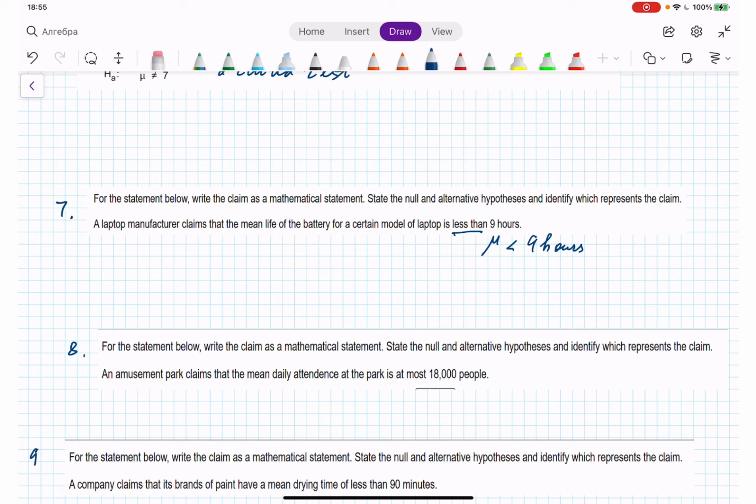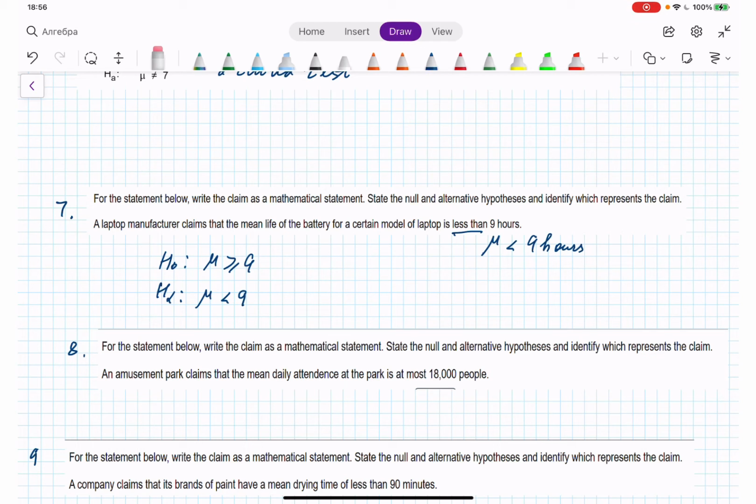So null hypothesis and alternative hypothesis. If it's less than, it's our alternative because it doesn't carry the equal sign. Then null is going to be greater or equal to 9 hours. Sometimes they don't put greater, they just put null is equal. That's it, because if you have less than, then it's clear that the alternative is going to be greater or equal.